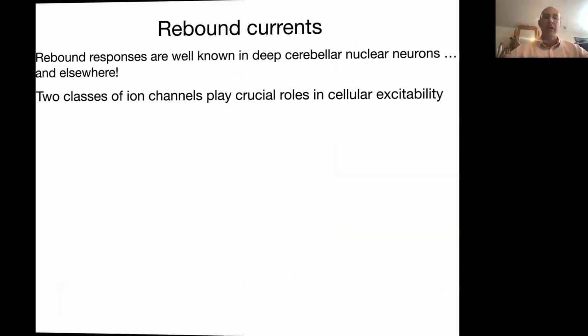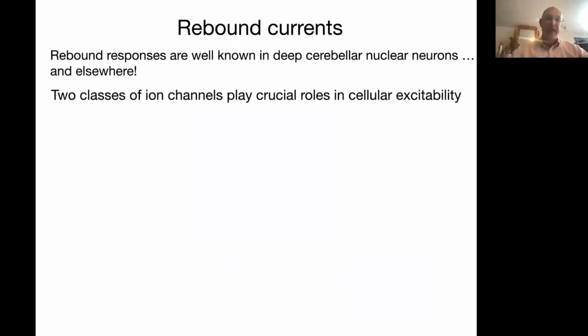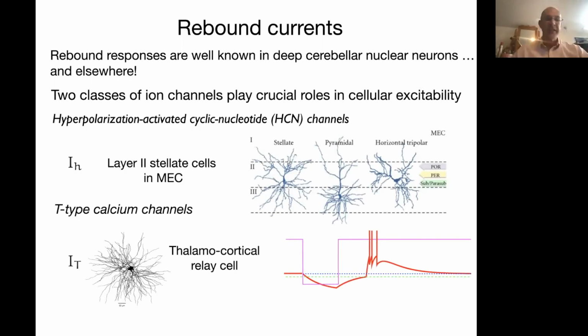But today I'm going to talk about work that started quite a while ago, and it's to do with so-called rebound currents. I'll give you an example of what they are shortly. They're found all over the brain, in deep cerebellar nuclei and elsewhere. But I think many of us think of rebound phenomena as arising in the thalamus with slow T-type calcium currents, and again in medial entorhinal cortex via the so-called IH current mediated by HCN channels. So these are the two types of currents that I'm going to cover today.